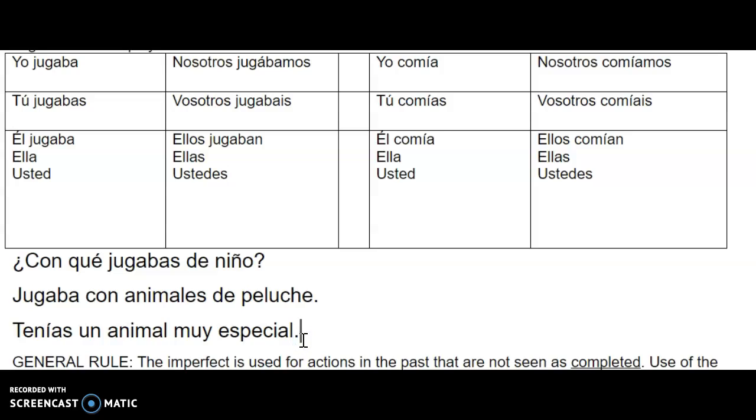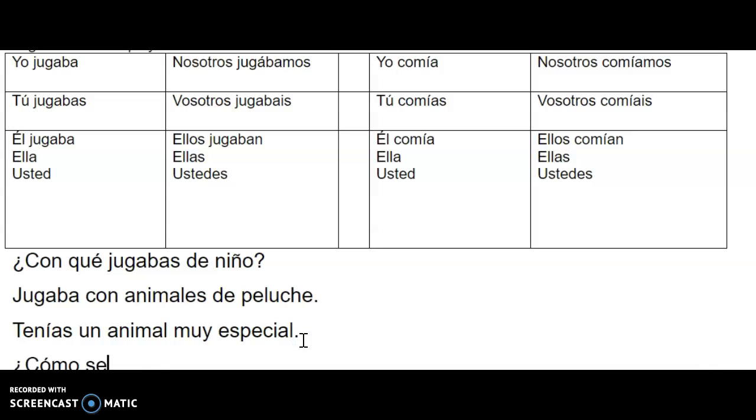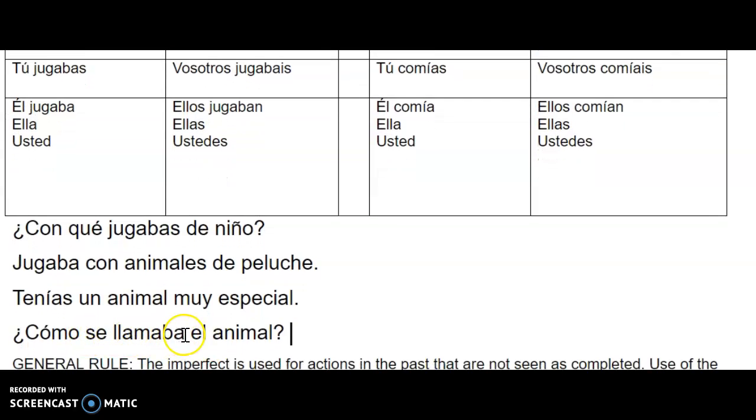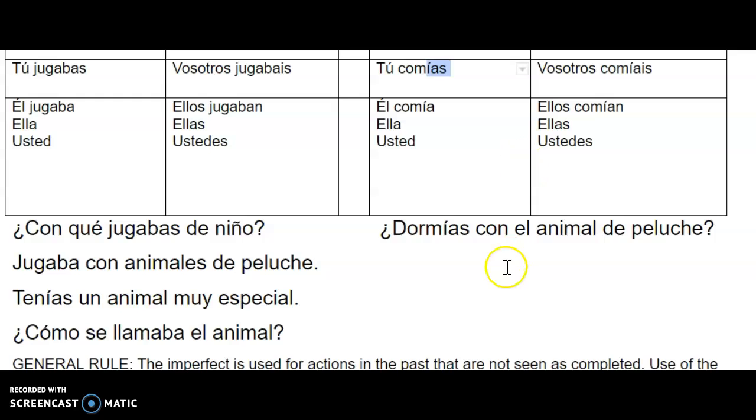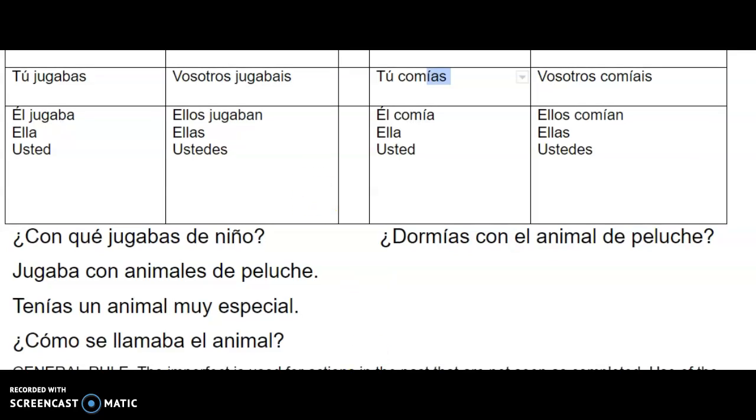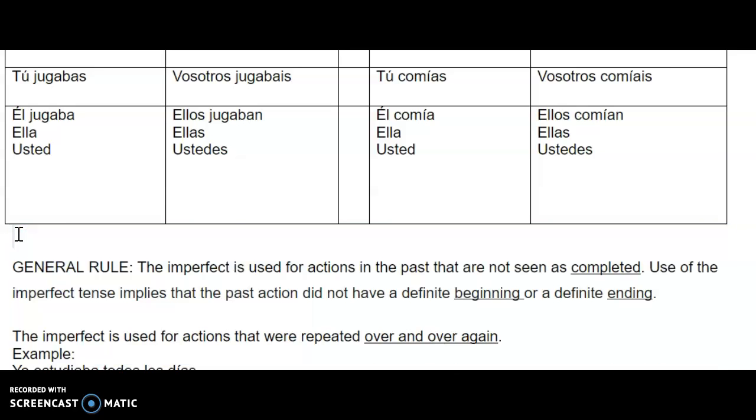And then I asked, ¿cómo se llamaba el animal? Okay, so if you did have a special one, what was its name? That's that aba ending, ¿cómo se llamaba, right? And then I might have asked, ¿dormías con el animal de peluche? So we look at this word dormías here, dormir, to sleep. Did you sleep? We've got that es ending with this animal, okay? So we talked a little bit about what we did when we were kids, what we used to do, because that's one of the things that this tense covers. That was a discussion we had in class if you were not in class, okay?